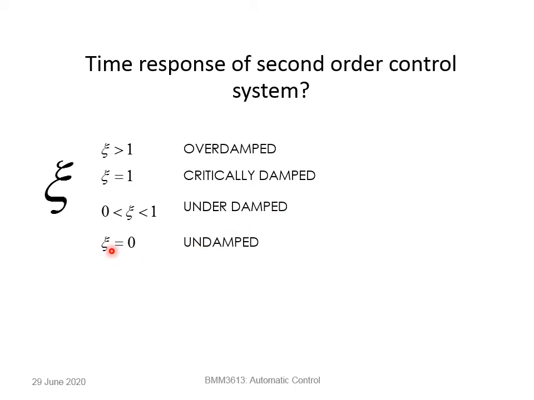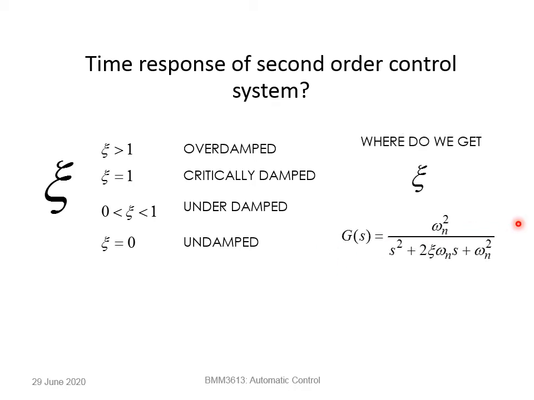And if you go lower and lower until zeta equals 0, that means you have no damping at all. You have the damping ratio equal to 0. It has to become an undamped system. So an undamped system without any final steady state value, right?